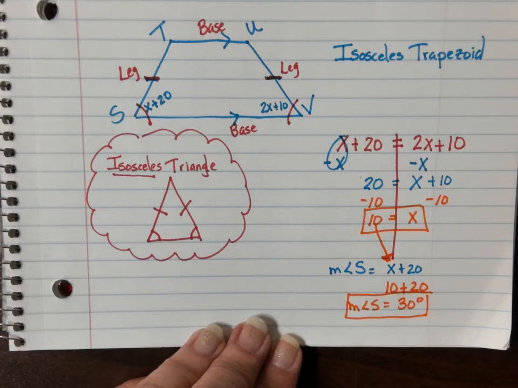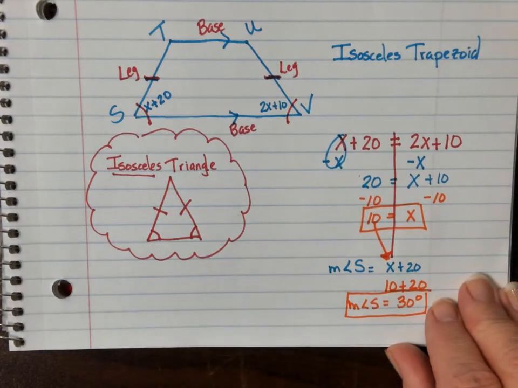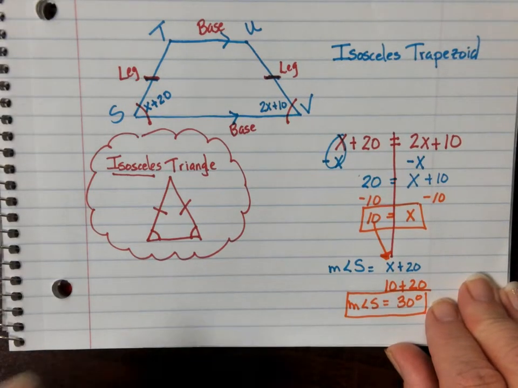Alright, is everybody doing okay? Tell me in the chat. Do you understand? You can do yes, no, maybe so, a little bit. If you have a question, type your question. Alright, we got one more example. One more example on our trapezoids.